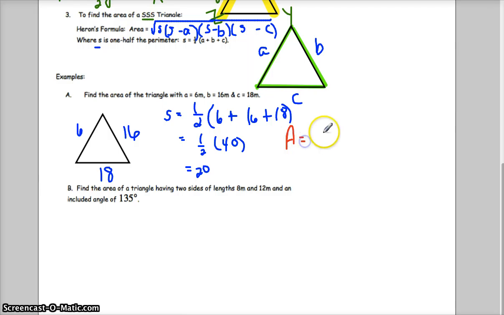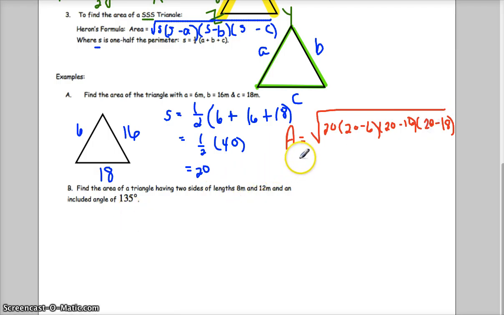The area is equal to the square root of, remember Heron's formula is the value of S, times S minus A, times S minus side B, times S minus side C. And again, I apologize for the sloppiness. This is really difficult to write on at the moment.